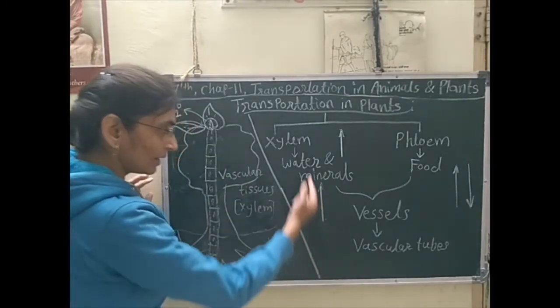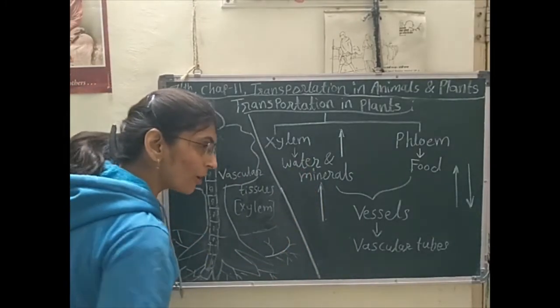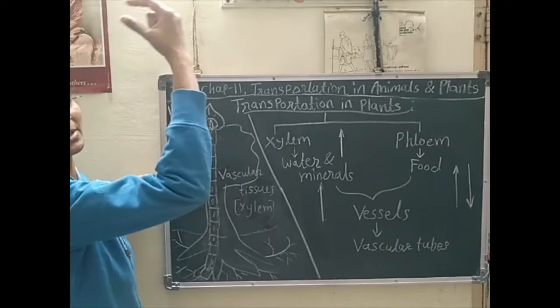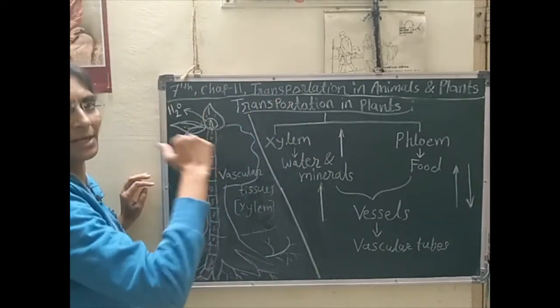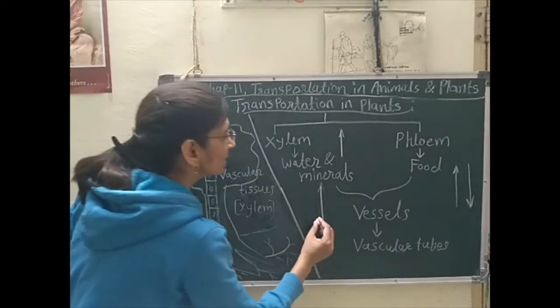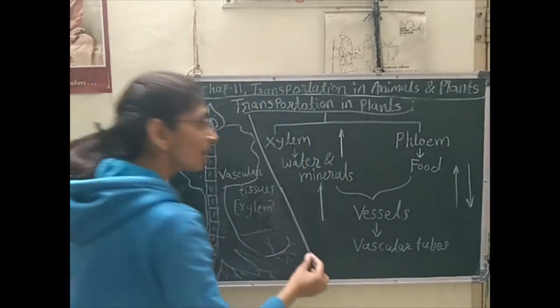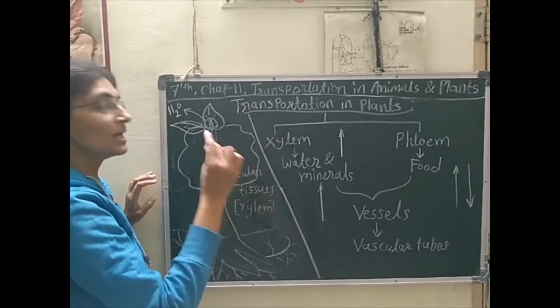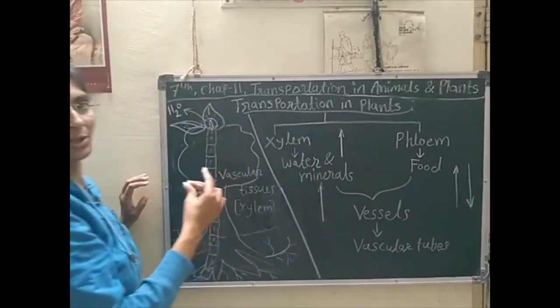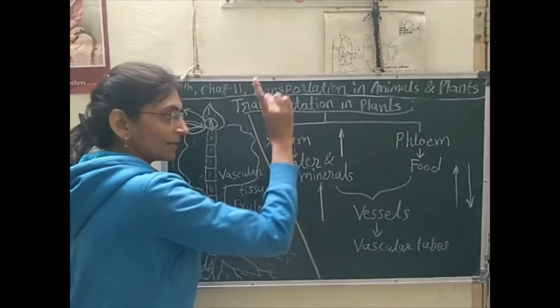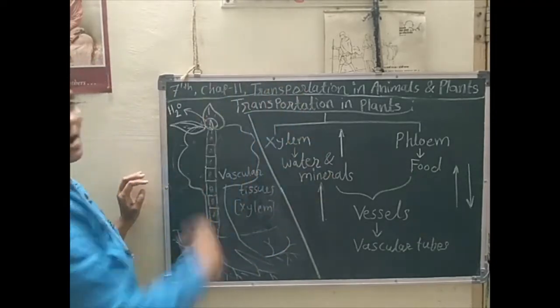always water and mineral get transported from lower side to upper side, from soil to upper side. Yes, so this is the one way process. It works in one direction only, from lower side to upper side.